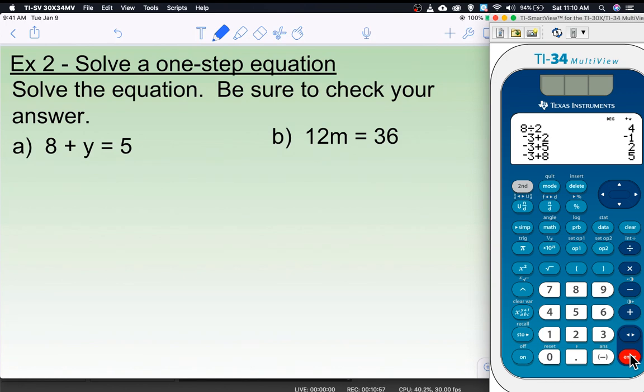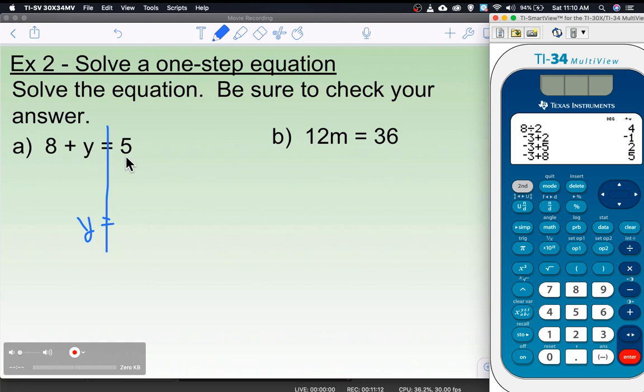So the first problem here, to solve this equation, our ultimate goal is to get the variable by itself. I want this to be a y equals. Some people like to draw the line down their equal side to keep the two sides of the equation separate. So you have like your left side and your right side.